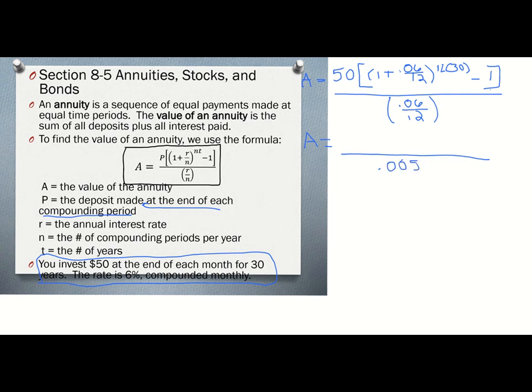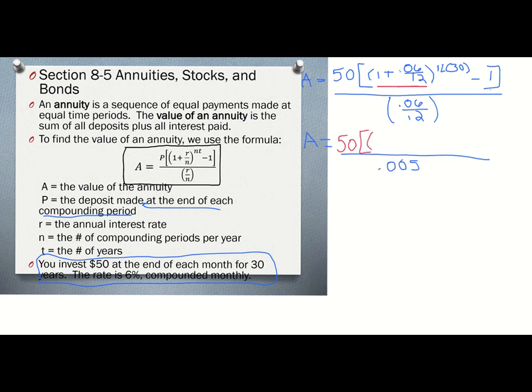So I did the bottom part. I just rounded that. And that'll actually help me out on the top, because remember, order of operations, we've got to do these parentheses first. So we're going to do 1 plus 0.06 divided by 12, which will give me 1.005. And then we need to raise that to the 12 times 30th power, and 12 times 30 is going to be 360. So we'll take 1.005 and raise it to the 360th power, which will give me this right now. And again, I'm not going to round until the very end.